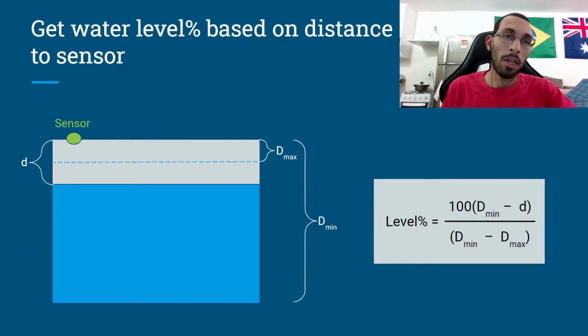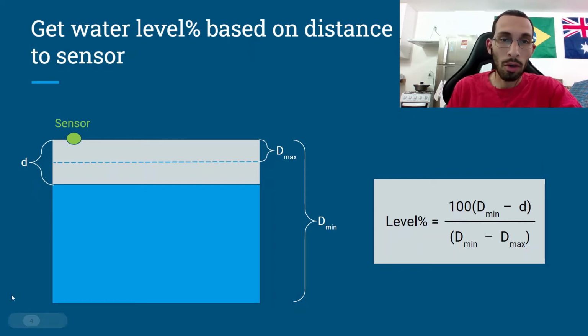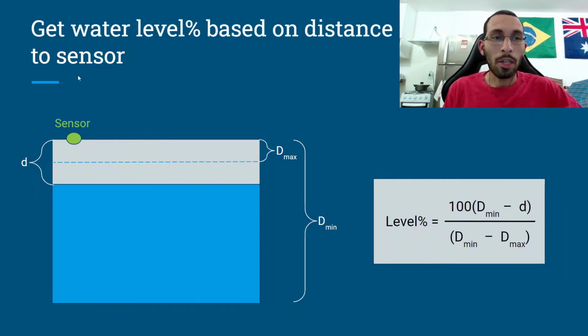So for the first stage, we had the challenge to measure the water level percentage based on the distance from the sensor to the water surface. In order to do so, we had to measure two fixed distances: the distance from the sensor to the maximum level and from the sensor to the bottom of the water tank. And with the distance that's measured in real time, we can use this formula and find the percentage of the water level we still have left in the tank.